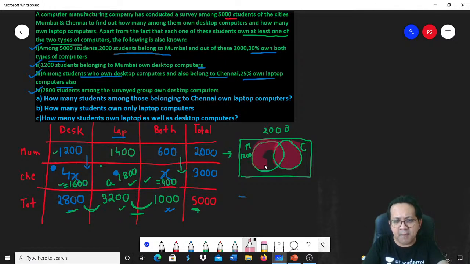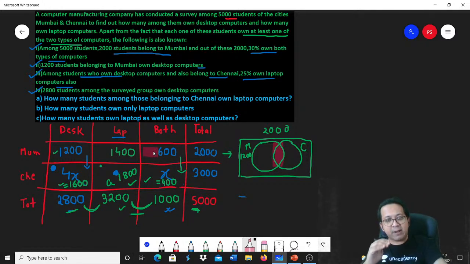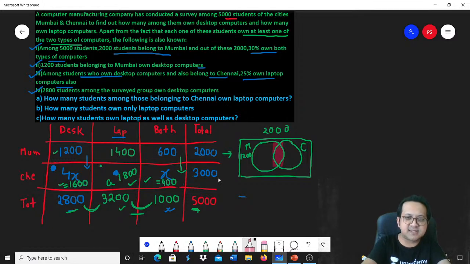So you are adding Mumbai, you are adding Chennai, because of which this common part is getting added twice. Hence, you will subtract it. So 1200 plus 1400 is 2600. The common part got added twice, so subtract it: 2600 minus 600 is 2000. That's it. You are ready to answer the questions.